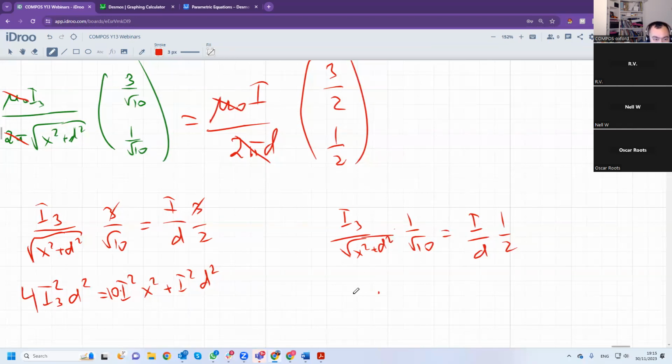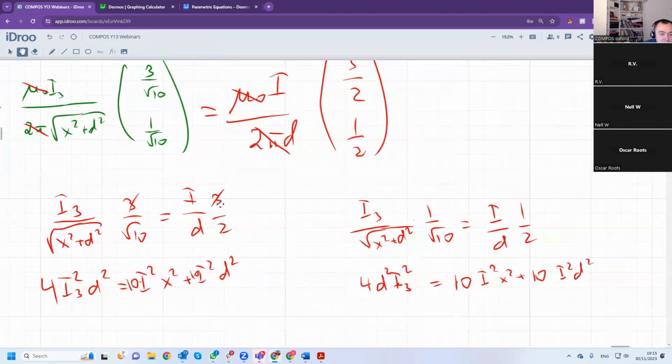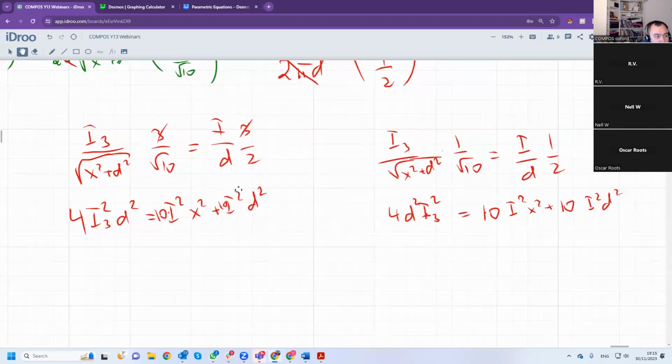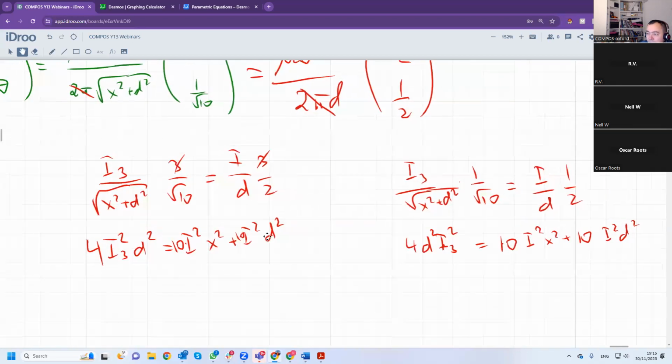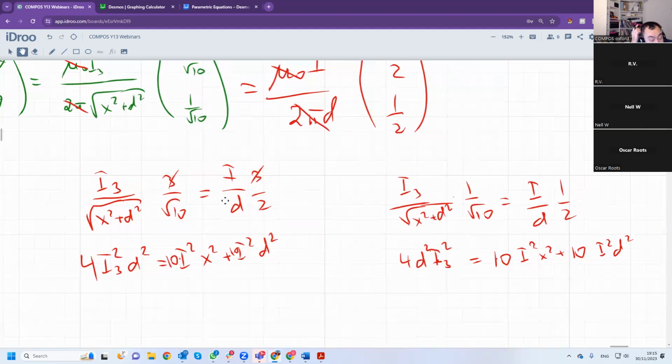So here I have d, so 2d, so 4d I3 squared, 4d squared I3 squared equals 10 I squared x squared plus 10 I squared d squared. Yeah, it doesn't make any sense. They're the same thing. So can we make... Well, we don't, because we need x and we need I3. That's the thing.